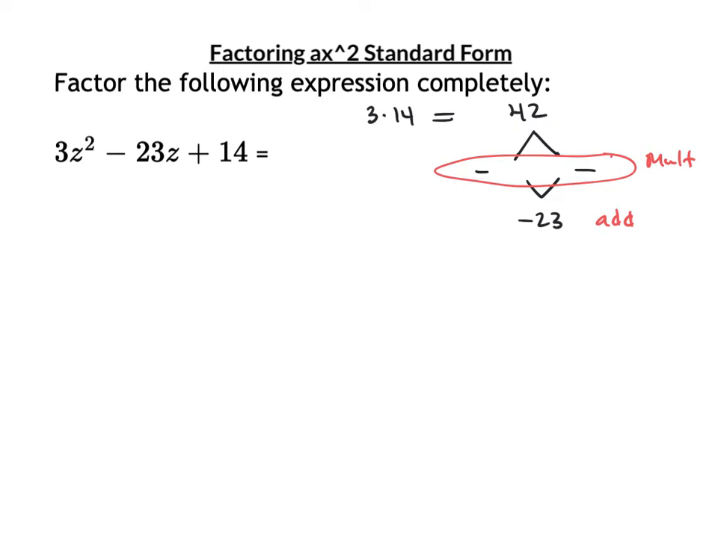Factors of 42 that add to negative 23, I believe, are 2 and 21. Negative 2 times negative 21 is positive 42, and negative 2 plus negative 21 is negative 23. So we use this information to rewrite the middle term. 3z squared. Now I can either put the 21 or the negative 2 next. I'm going to put the negative 2 for variety here. Negative 2z minus 21z plus 14. Notice how negative 2z minus 21z is negative 23z. Still the same question.